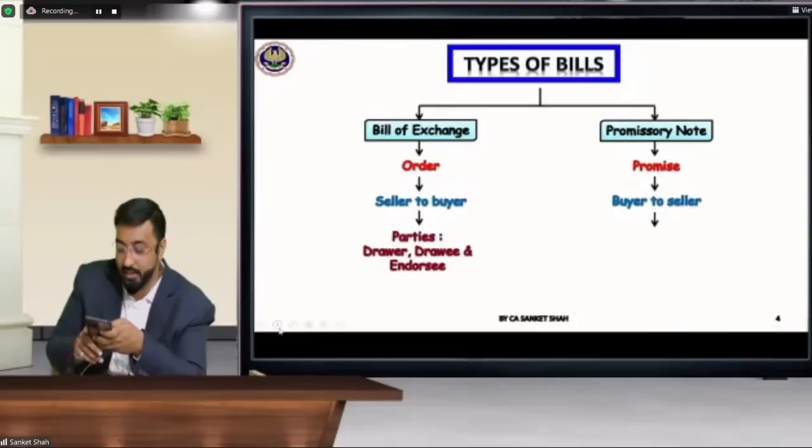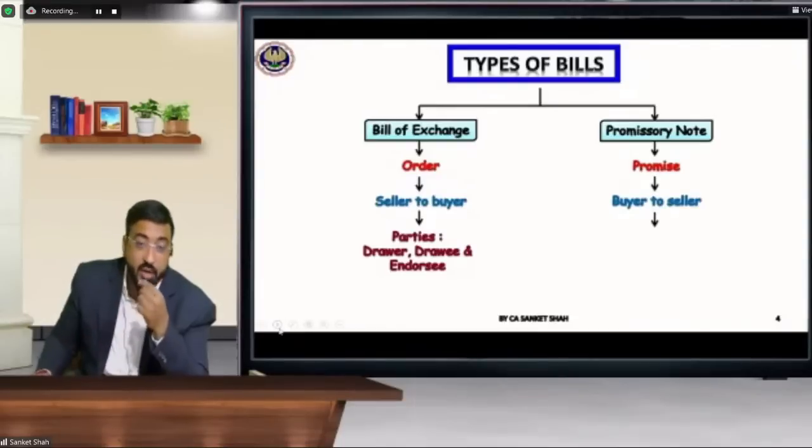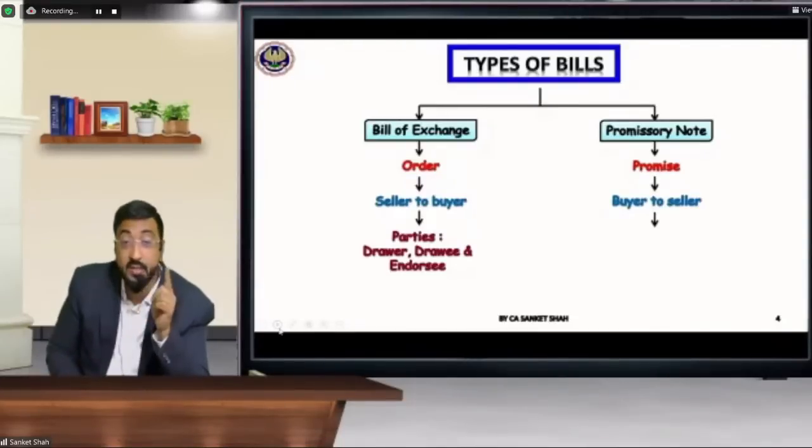Okay. चलो fast. And who is drawee? To whom the order is given. So drawee is, yes, you have to tell me in the comment section. Drawer कौन है? Seller या buyer? If you don't interact, you are not going to pass. Okay. Interact fast through our app. Everyone interact.